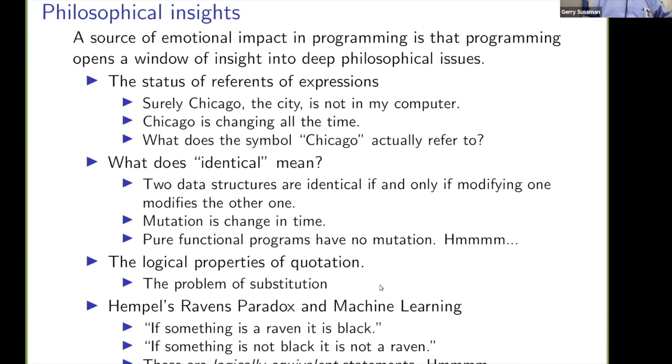And then even more, this is probably more important now in machine learning, there's Hempel's Ravens paradox. If something's a raven, it is black. Evidence for that is every time you see a black raven, that's evidence that ravens are black. But that's logically equivalent to: if something is not black, it is not a raven. But here's my gray teacup, my mug. Guess what? Seeing this doesn't give me any evidence that ravens are black. So evidence has very little to do with logical equivalence.